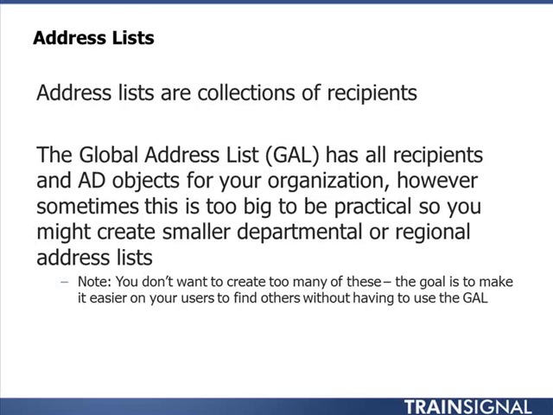But sometimes, as your organization grows, this is too big to be practical. So if you have thousands of individuals in an organization, you may not want to go searching through the global address list to find them. And so a lot of times what happens is you create smaller departmental or regional address lists. Now, it's important to note that you don't want to create too many of these. The goal is to make it easier on your end users to find others without having to use the global address list. So if you have too many address lists, that makes it just as frustrating.